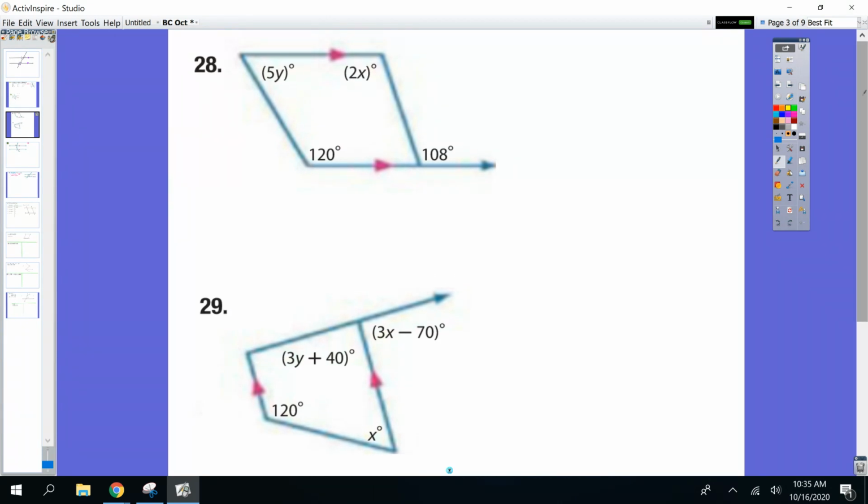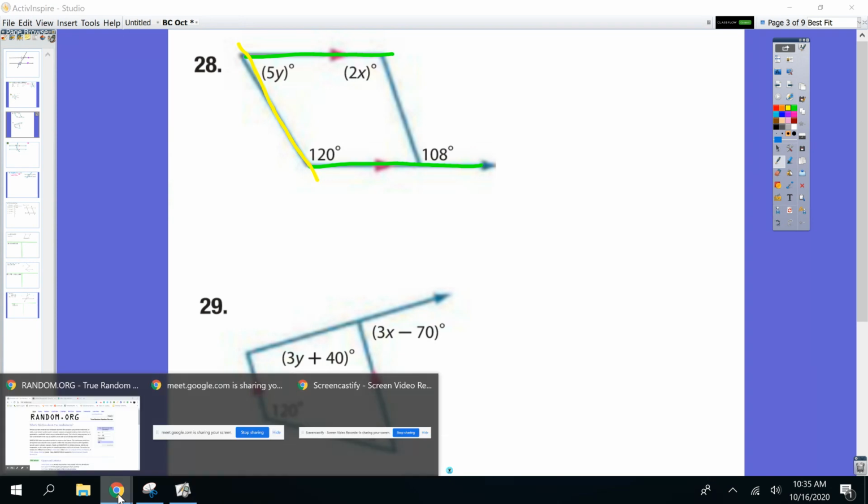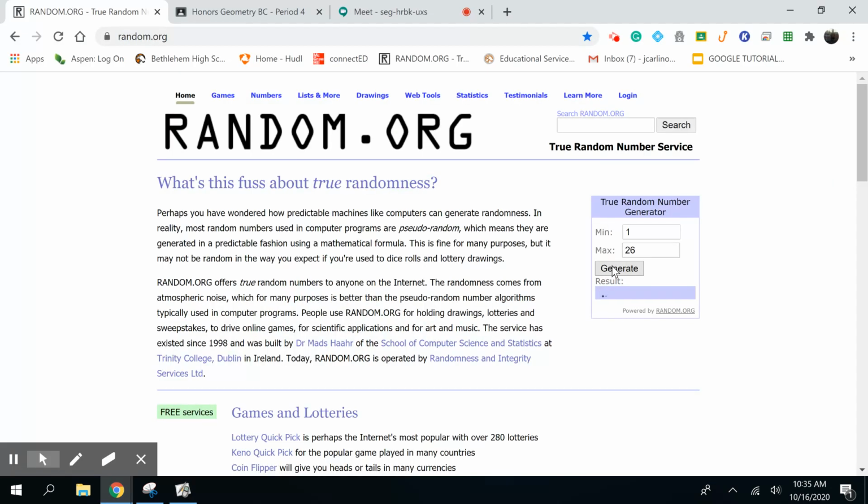Very similar problem. Here are my parallel lines again, with two transversals. One on the left, one on the right. So let's look at the one on the left first. What type of angles are 5y and the 120 now? Look at where they are. Inside, outside. Same side or opposite the transversal. What am I going to call 5y and 120 here?